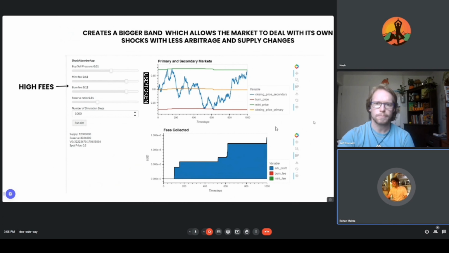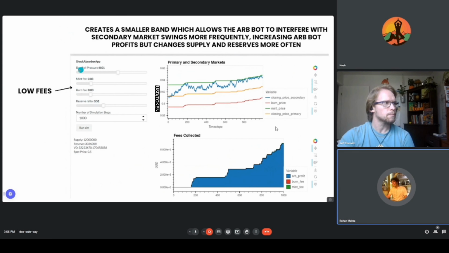While if we lower the fees in the next case, you'll see that you're narrowing the space in which the secondary market can play. And every time it hits one of the boundaries, the arbot steps in, collects fees, collects its own profits. We are interfering with the secondary market more frequently. This increases the arbot profits, but it changes the supply and reserve more often. So it's a balancing act that we need to find between all these scenarios and the parameters that we have.